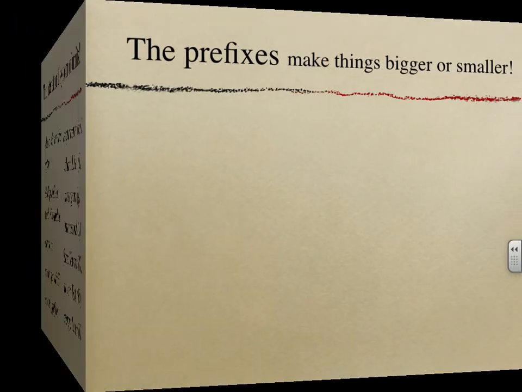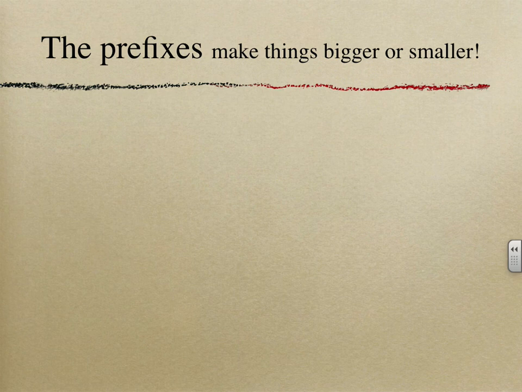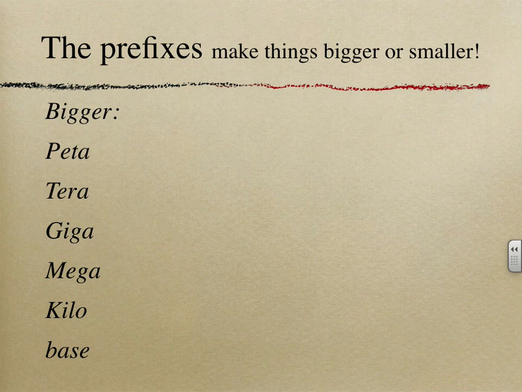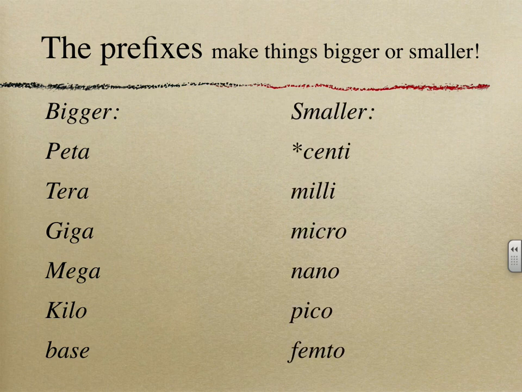Okay, now here's the cool part. There's prefixes to make them bigger or smaller. And if I learn this one set of prefixes, it works not only for these units, but any other thing I ever learn. Already have learned. And so if we want to make them bigger, we have these. These are in a little chart on your notes. So we have peta, tera, giga, mega, kilo, and the base, and these make us bigger. If we want to make ourselves smaller, then we have centi, milli, micro, nano, pico, and femto to make us smaller.